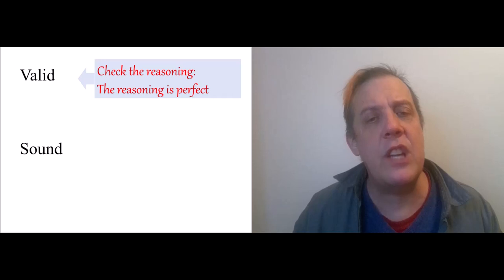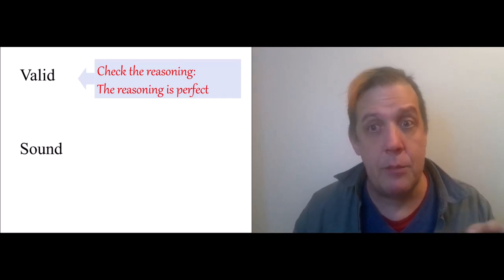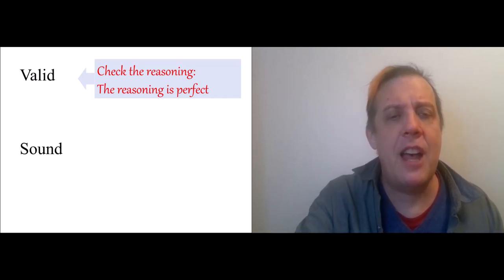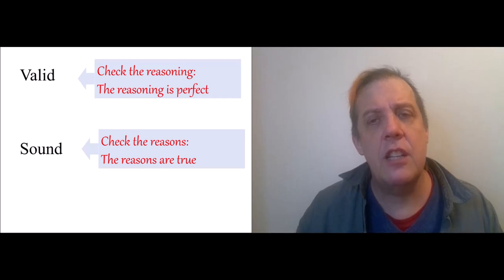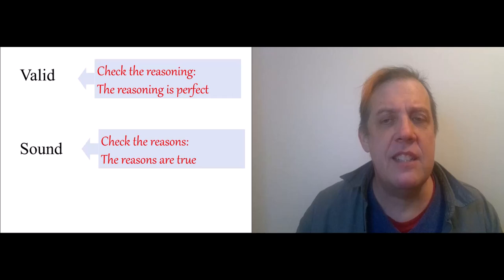So when you check the reasoning, if the reasoning is perfect, absolutely perfect, we say that the argument is valid. If after that you check the reasons and you find that they are true, then the argument is sound.